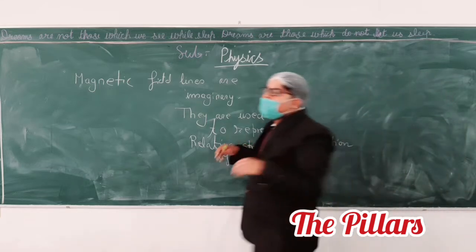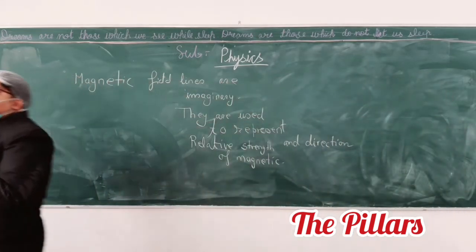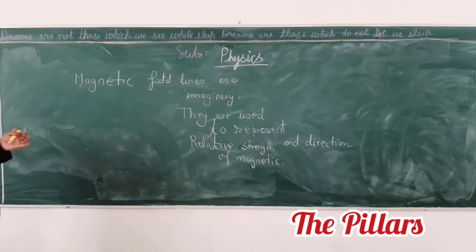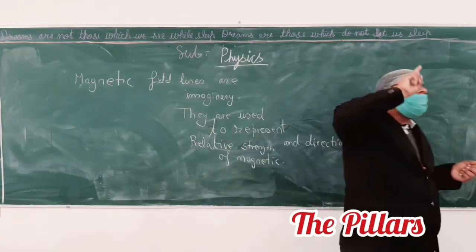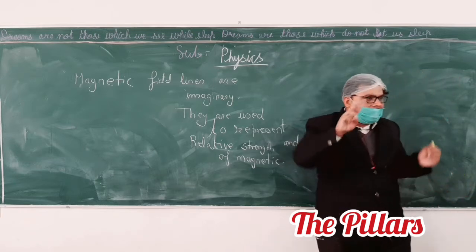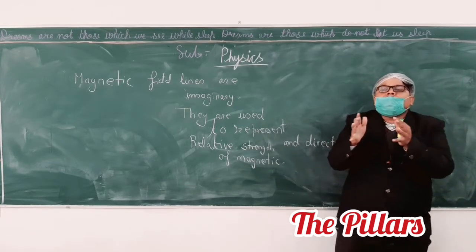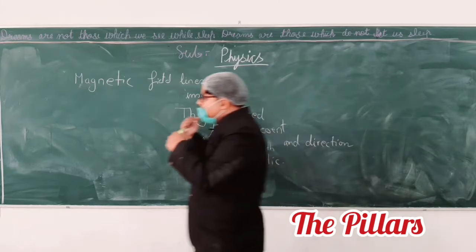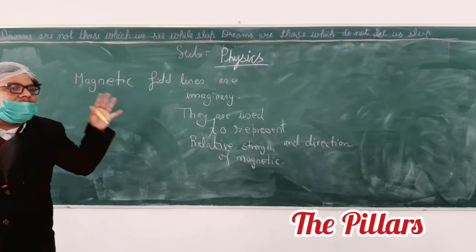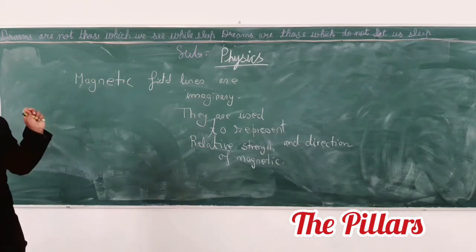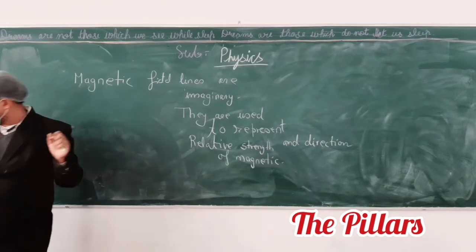You know very well, the magnetic field is a vector quantity. So it will have both magnitude as well as direction. When we represent magnetic field through magnetic field lines, it should represent both direction as well as magnitude. Okay? Is this okay to all of you?